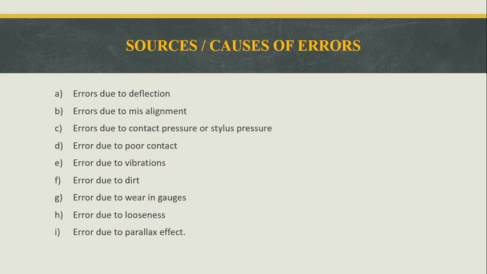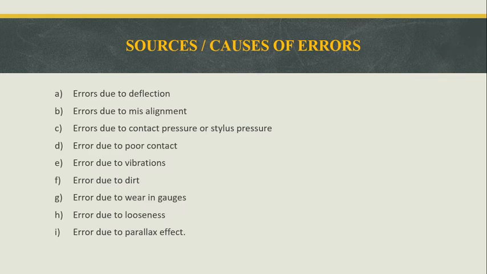Then errors due to vibrations. Errors due to vibrations can be avoided by the following measures. Locating the laboratory away from the sources of vibrations, then only we can avoid this vibration error. Then keeping slipping cork, felt, rubber pads under the cage. If we keep cork, rubber pads, and felt under the cage, we can reduce these vibrations.